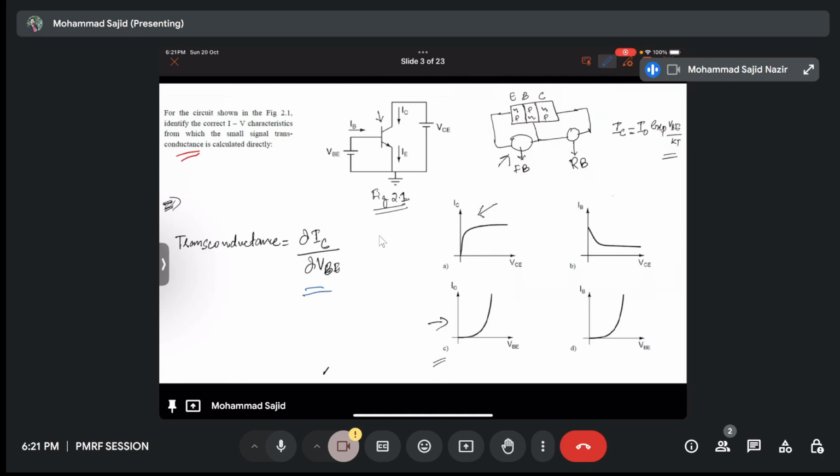For the circuit shown in figure 2.1, identify the correct IV characteristic from which the small signal transconductance is calculated. So we need the output current and input voltage. So option number C. So this is a model which is used to calculate the BJT current.